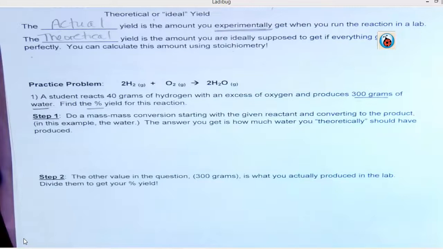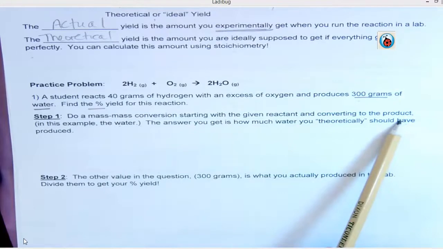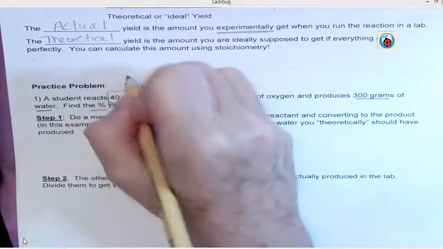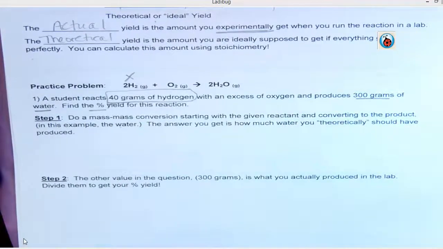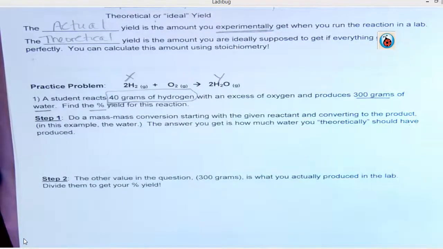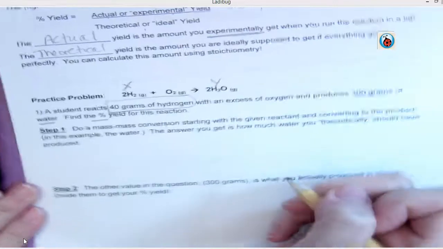Okay, so it's telling us this person did a lab and produced 300 grams of water, okay? That's what they got in the lab. But what should they have gotten? You're going to calculate the theoretical yield. So it's going to do a mass conversion, starting with the given reactant and converting to the product, okay? So here, what do we know? We've got 40 grams of hydrogen, so that's going to be our X. And what do we want to know? How many grams of water are we going to produce theoretically in the lab?